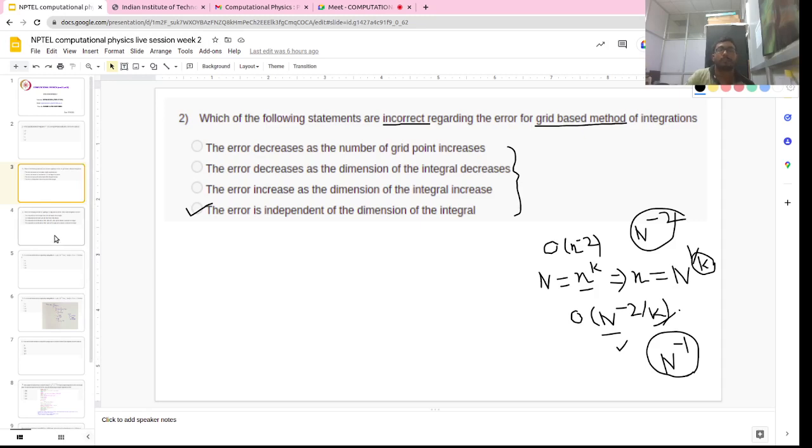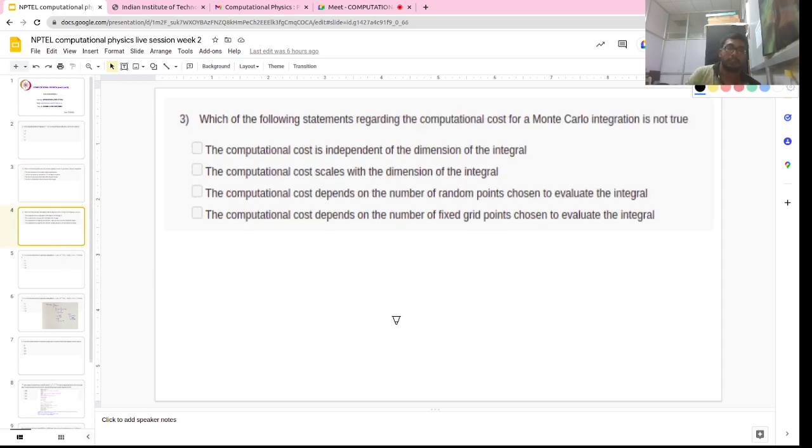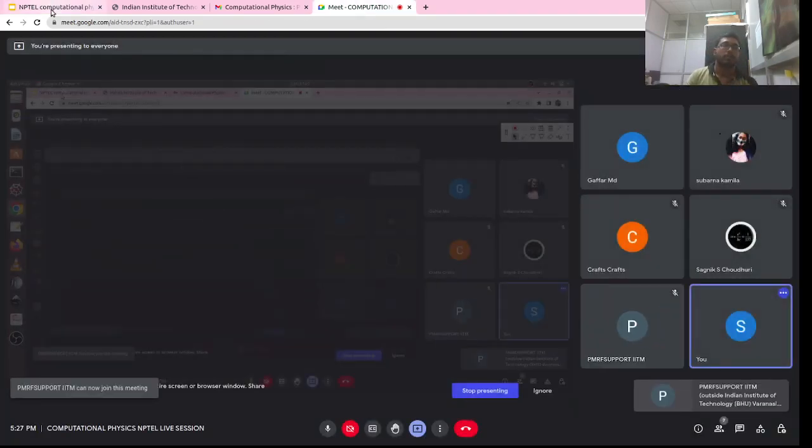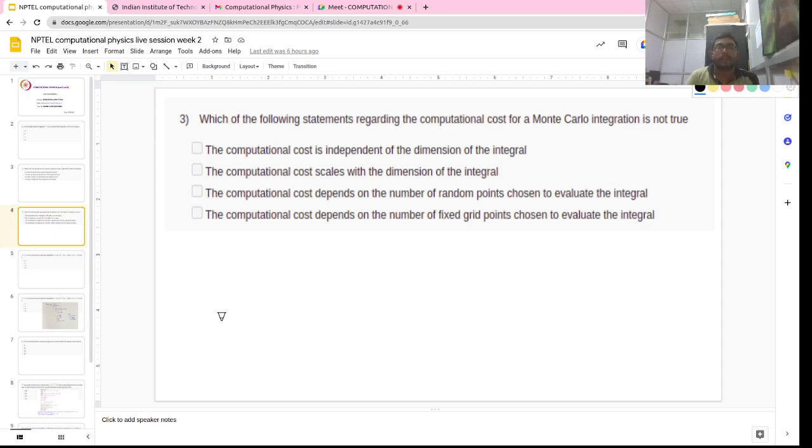So let's move on to the third question. Which of the following statements regarding the computational cost for a Monte Carlo integration is not true? Can anyone tell me what is Monte Carlo integration? What is the difference between the grid based methods and Monte Carlo integration?